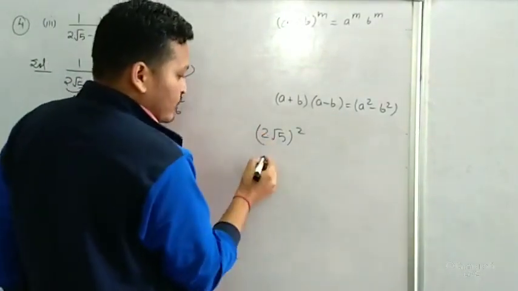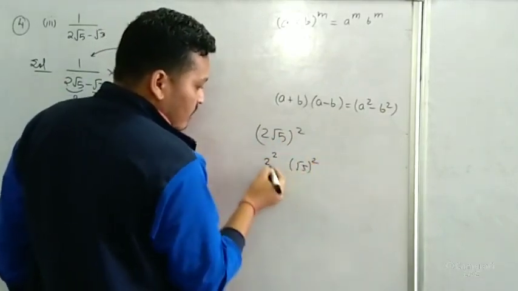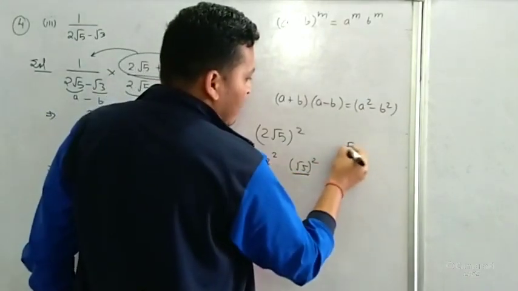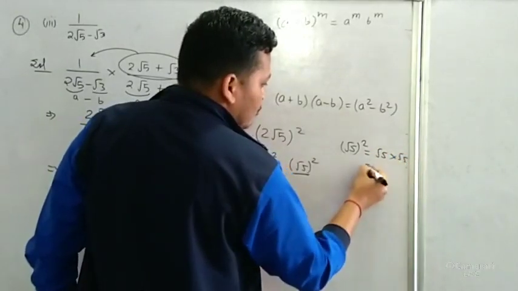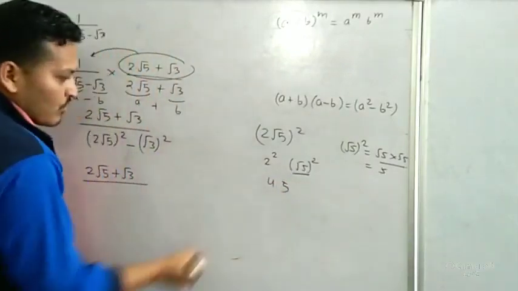तो 2 root 5 इसको भी क्या लिखेंगे? 2 का स्क्वायर into root 5 का square. So what is the 2 square? 4. And what is the square of root 5? Square of root 5 means we can write it as multiplied 2 times, and as you know its value is 5. So 5 multiplied by 4. So 4 into 5.